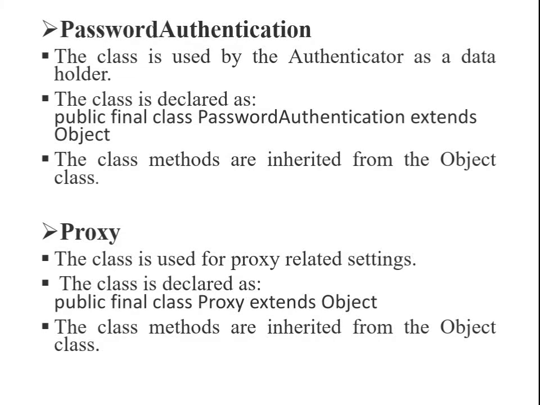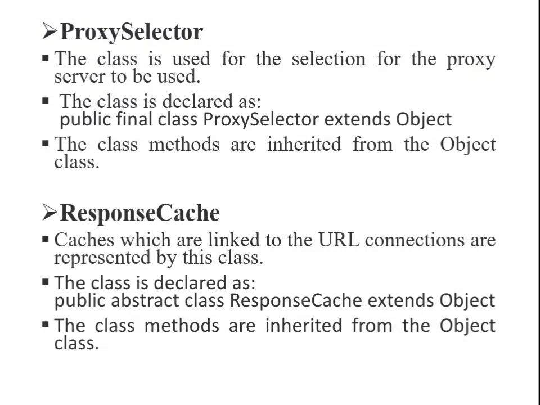Next one is Proxy. The class is used for proxy related settings. The class is declared as public final class Proxy extends Object. The class methods are inherited from the Object class. Next one is ProxySelector. The class is used for the selection of the proxy server to be used. The class is declared as public final class ProxySelector extends Object. The class methods are inherited from the Object class.